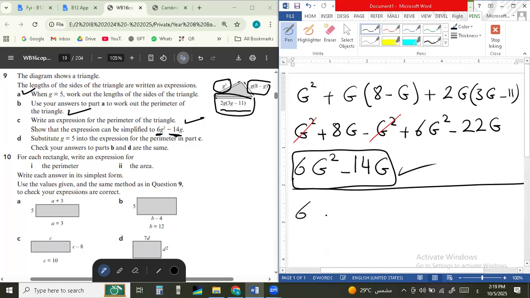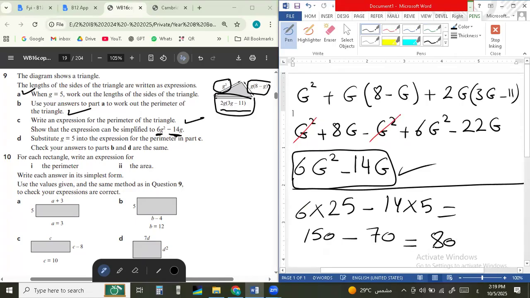So it is 6 times 5 squared, which is 25, minus 14 times 5 equals, here 6 times 25, you're going to find that it is exactly 150, minus, you're going to find that this is 70, equals 80 exactly. Check your answers to parts B and D. If you remember, what we have done over there in B, it was also 80.